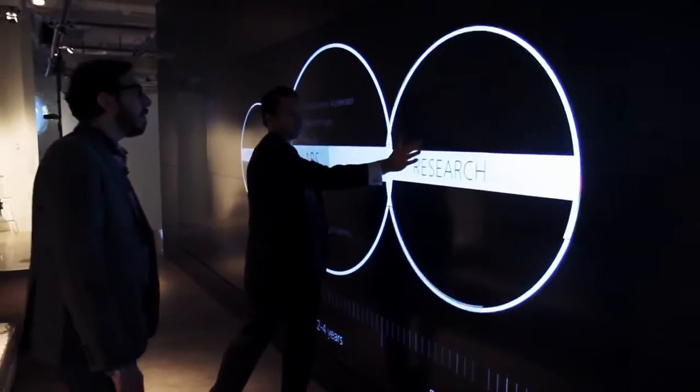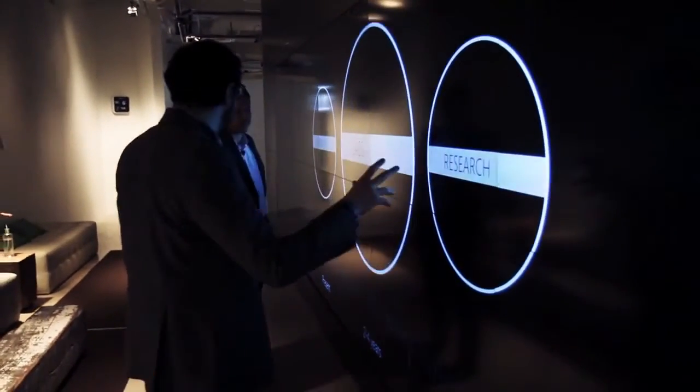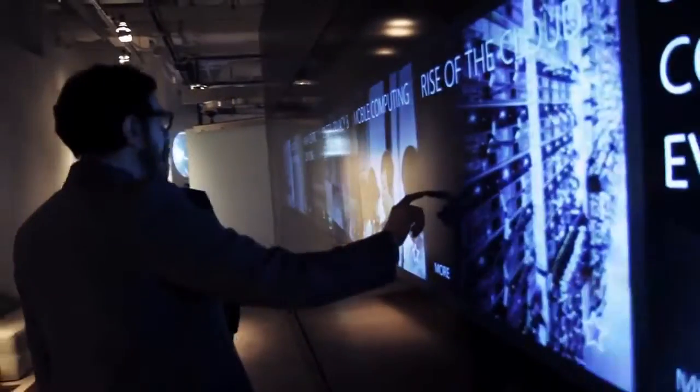It's a 28-foot touch-enabled wall, and we use this in this facility to set the context. And this is not capacitive touch. What kind of touch is this? It's a laser-based touch system. Oh, so you've got hundreds of lasers that create a wall of light.